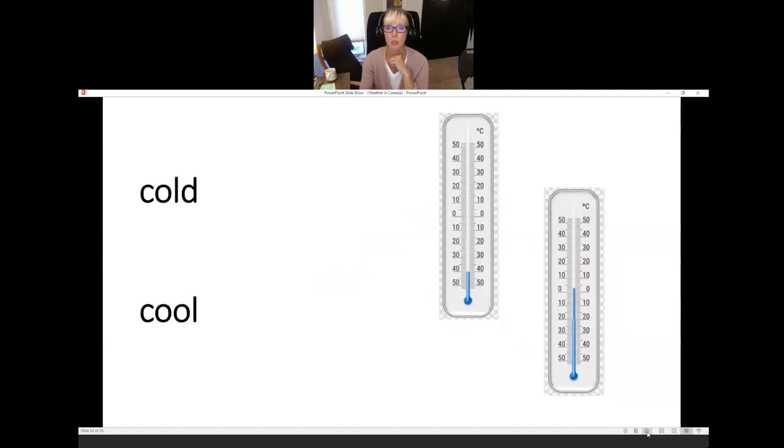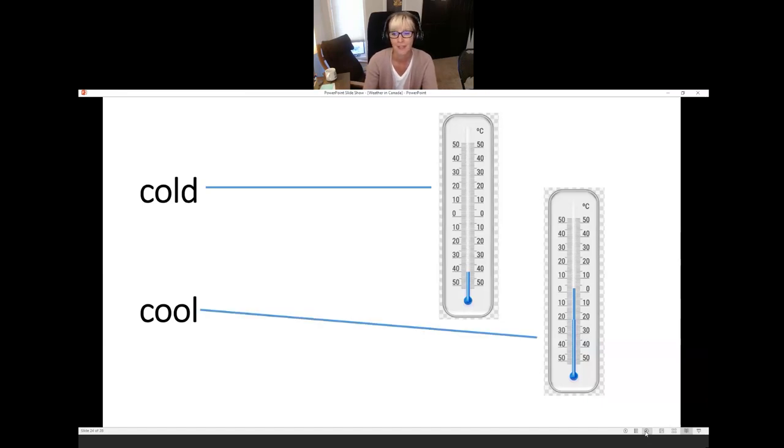Cold and cool. Minus 40 degrees Celsius is cold. It's very cold. Plus 6 degrees Celsius is cool. Cool. Actually, that's not plus 6. I'm reading it wrong. It's about plus 3. Plus 3 degrees Celsius is cool. It's cool.